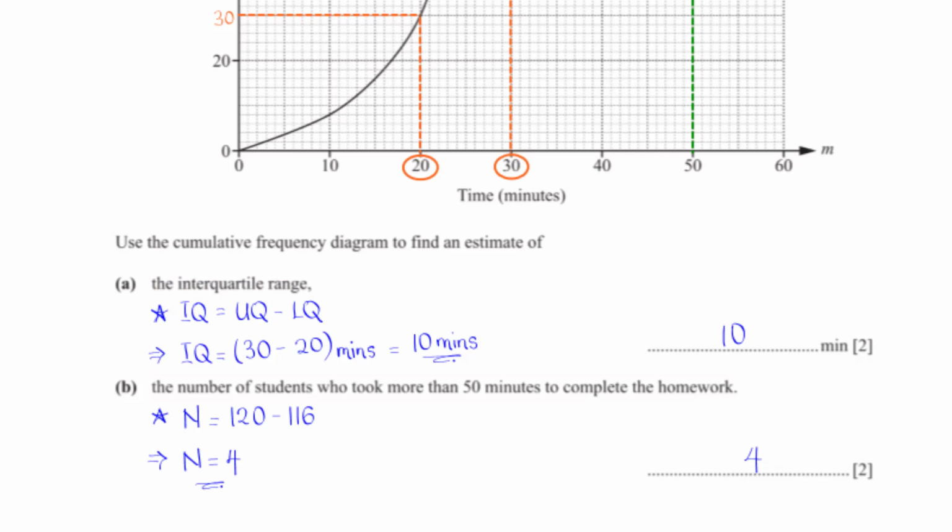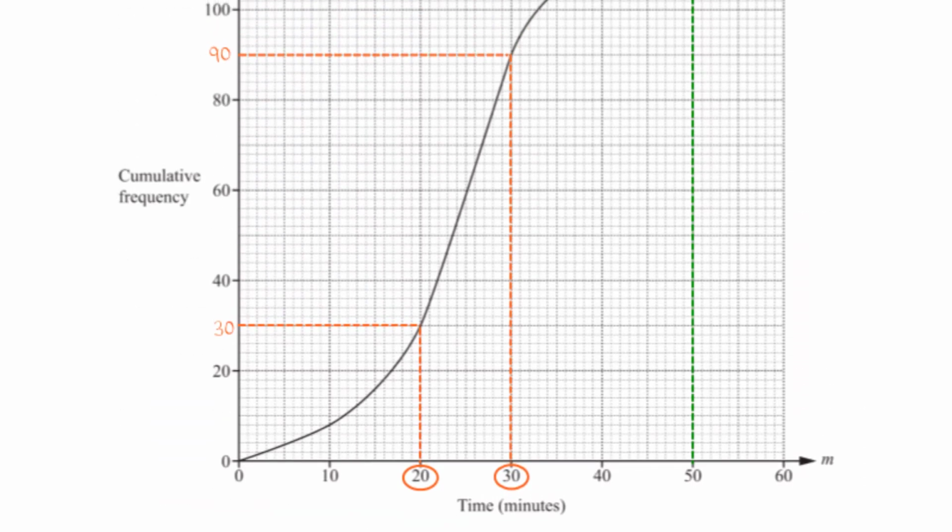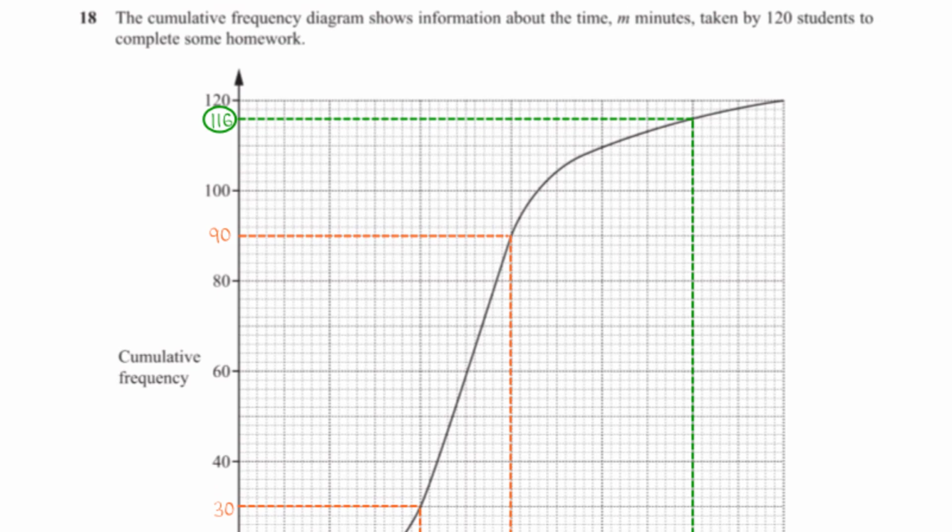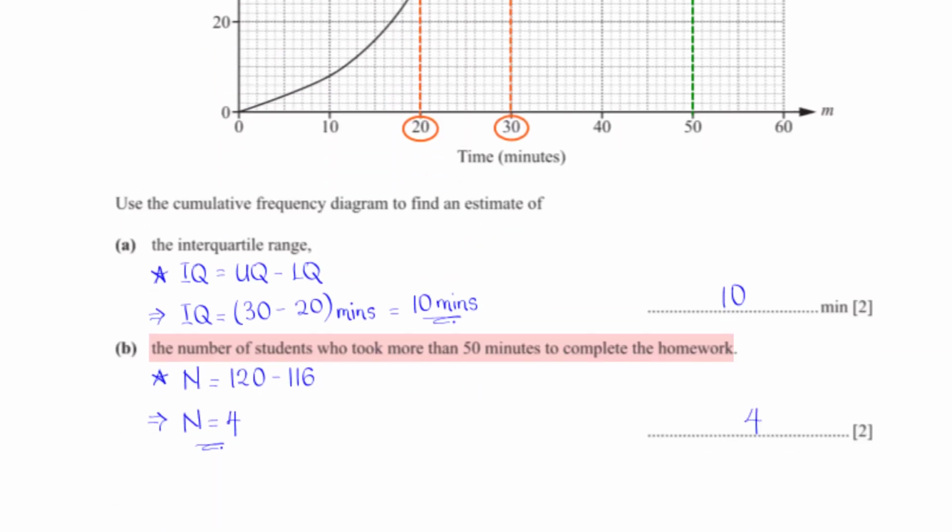Find an estimate of the number of students who took more than 50 minutes to complete the homework. When we map 50 minutes on the graph, we get 116. And so that means that the number of students who took more than 50 minutes to complete the homework is equal to 120 minus 116. And that gives us 4 as our final answer.